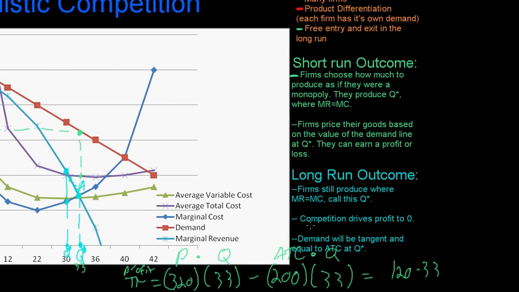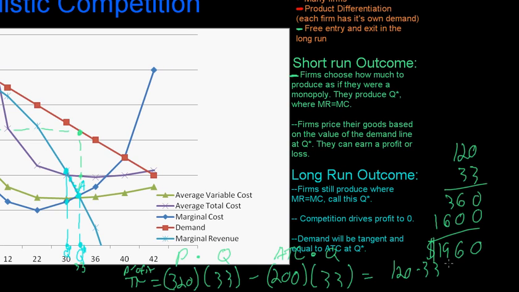I'll just pull out a calculator. Seems like both my calculators are dead, so I'll just do it by hand. So we have 120 times 33: 3 times 0 is 0, 3 times 2 is 6, 3 times 1 is 3. Write the 0, 3 times 0 is 0, 6, 1. So we make $1,960 in profit.